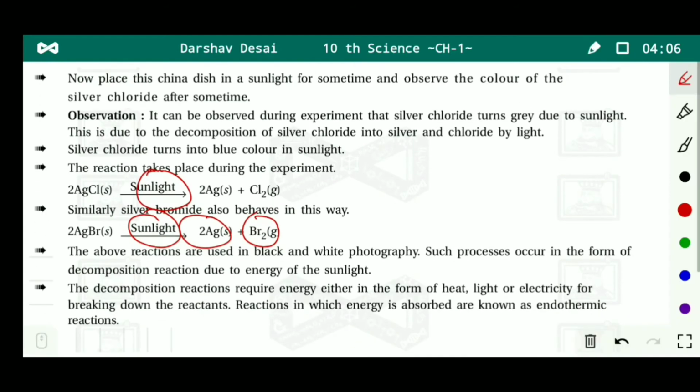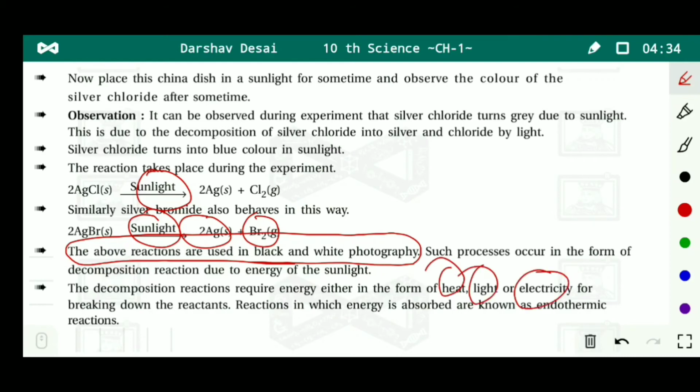The above reactions are used in black and white photography. This is the use of these reactions. Such a process occurs as a decomposition reaction due to the energy of sunlight. Decomposition reactions require energy in the form of heat, light or electricity for breaking down the reactants. Once one compound decomposes into more than one substance, it is called a decomposition reaction.